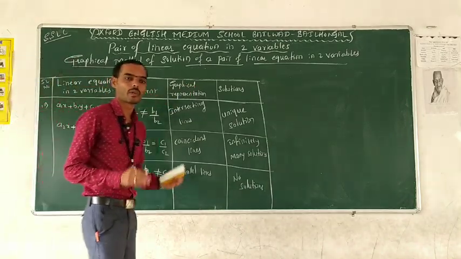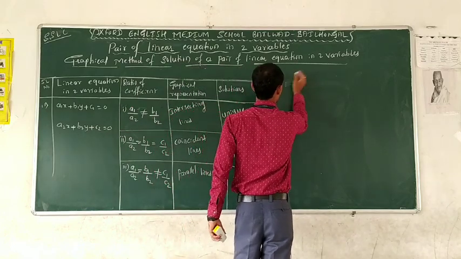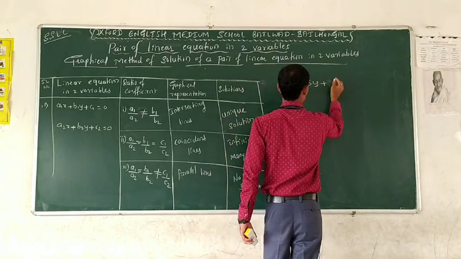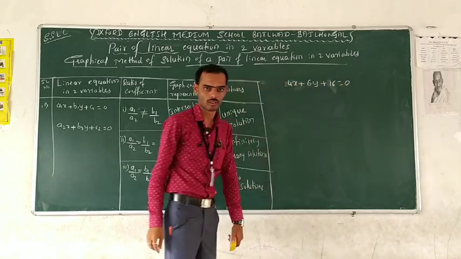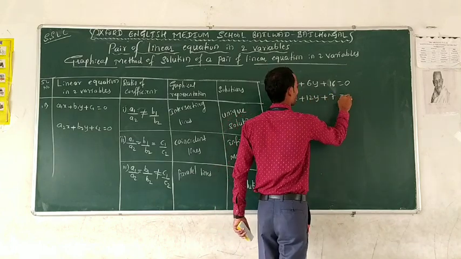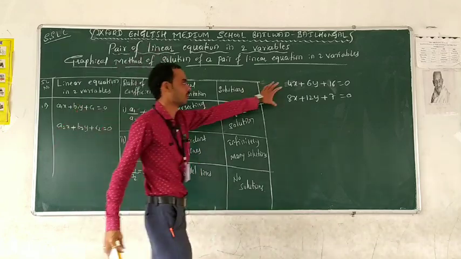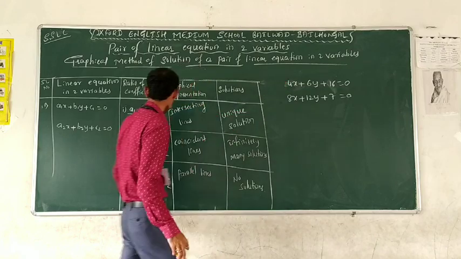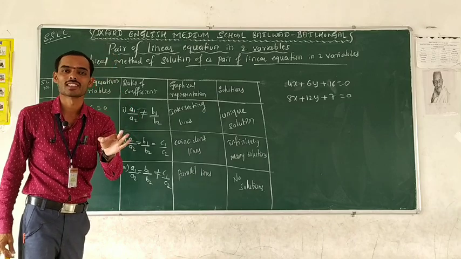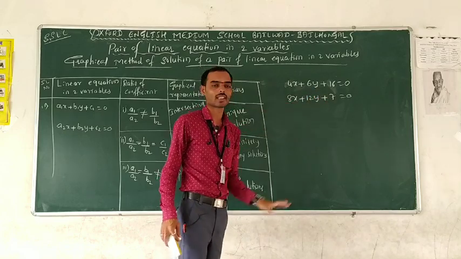I will take one example, a pair of equations, just you have to observe. So example number 1 is 4x plus 6y plus 16 is equal to 0. Next one is 8x plus 12y plus 7 is equal to 0. So this is one example. Just observe the first one. There are 2 equations, a pair of equations. Just observe the ratio of coefficients. We always observe the coefficients, not the variables. So the coefficients here are 4, 6, 8, 12 and the constants 16 and 7.